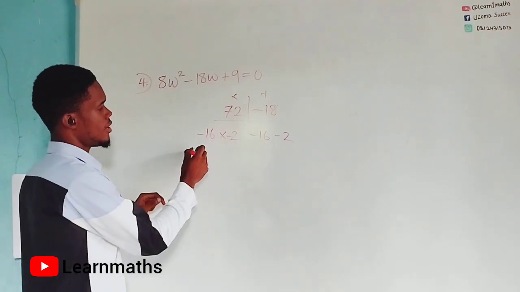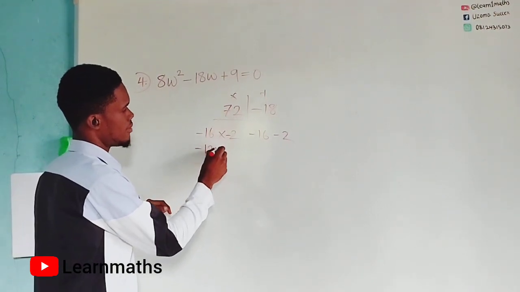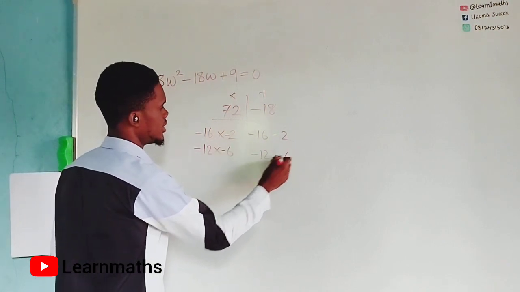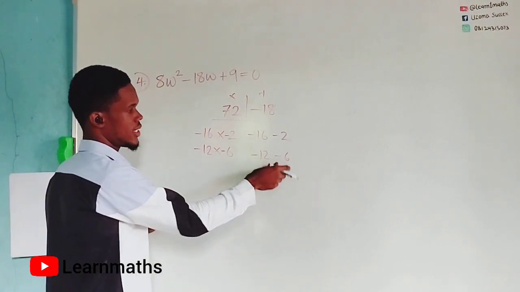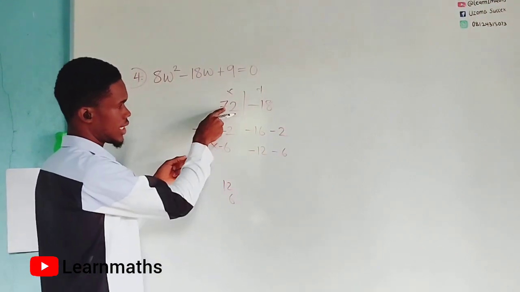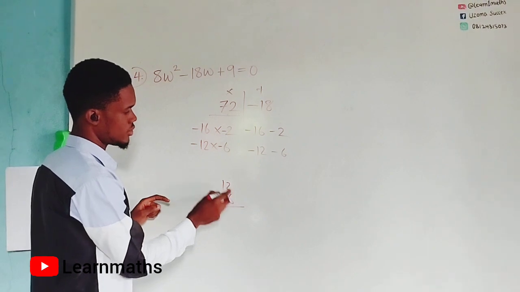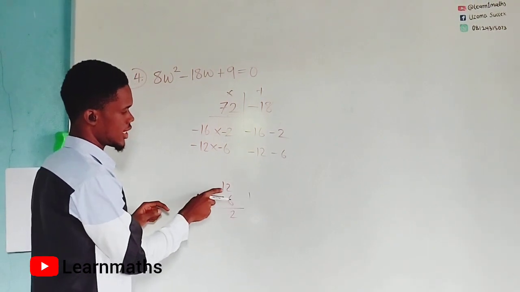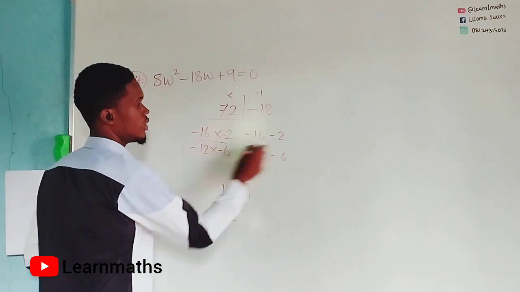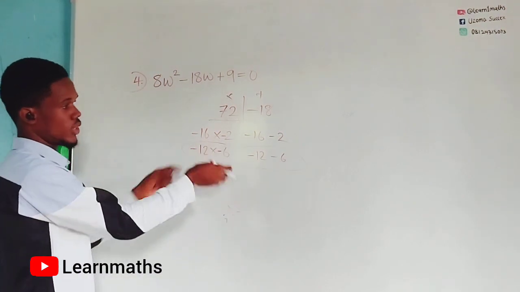So let's try minus 12 times minus 6. Minus 12 minus 6, that's minus 18, right? Well, now let's check if 12 times 6 is actually 72. Okay, 6 times 2, 12, right? 6 times 1, 6, and this one we carry, that's 7. Alright, so these are the two numbers we're looking for: minus 12 and minus 6.